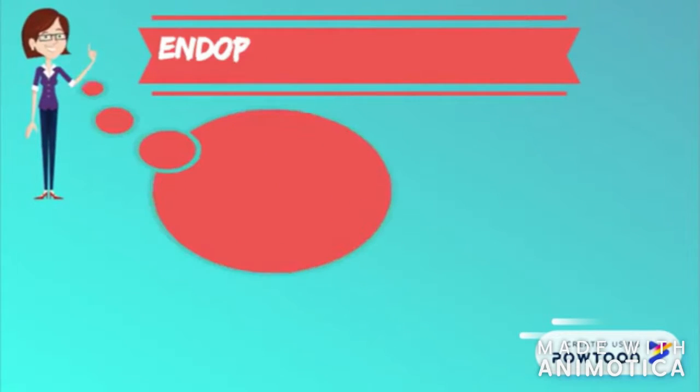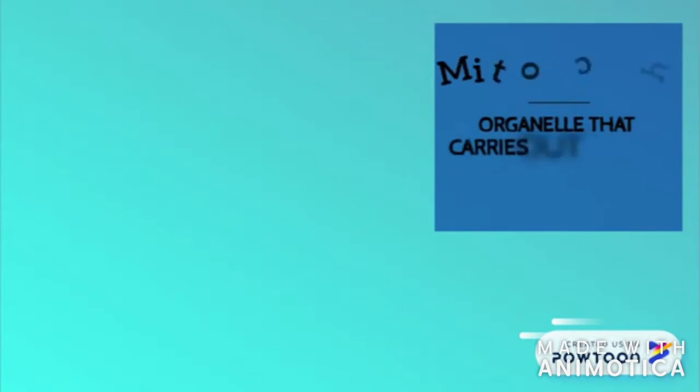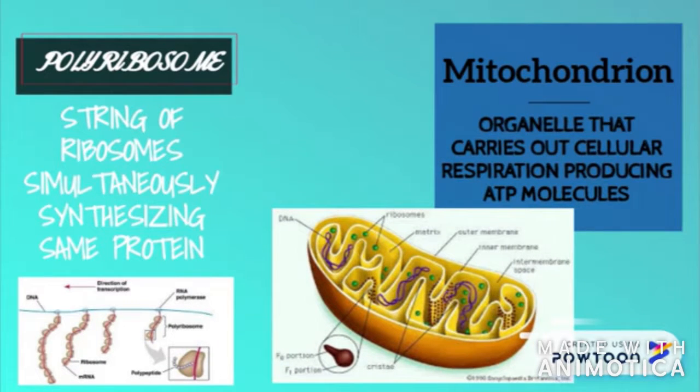Next, the endoplasmic reticulum, or ER. Rough ER is for protein folding and is studded with ribosomes, and the smooth ER is the place of lipid synthesis. Ribosomes are particles that carry out protein synthesis. Mitochondrion is the organelle that carries out cellular respiration and produces ATP molecules. Polyribosomes are strings of ribosomes simultaneously synthesizing the same protein.